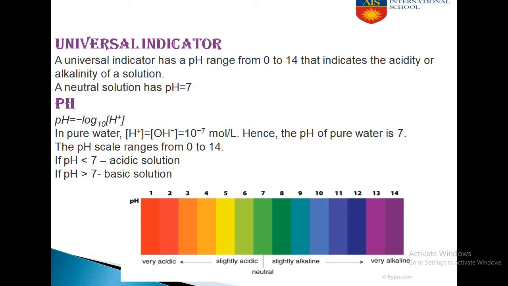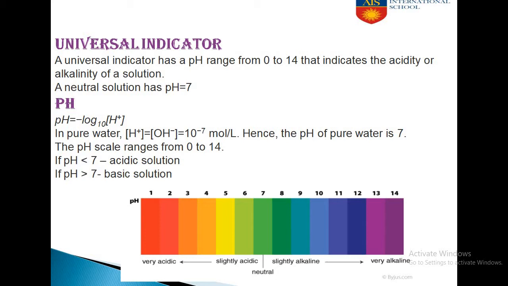Now what is pH? pH is the negative logarithm of hydrogen ion concentration. In pure water, the water dissociates into H plus and OH minus. That means it has both acid as well as base, so that is why it is neutral. So what is the pH of pure water? As water is a neutral solution, the pH of pure water is 7.